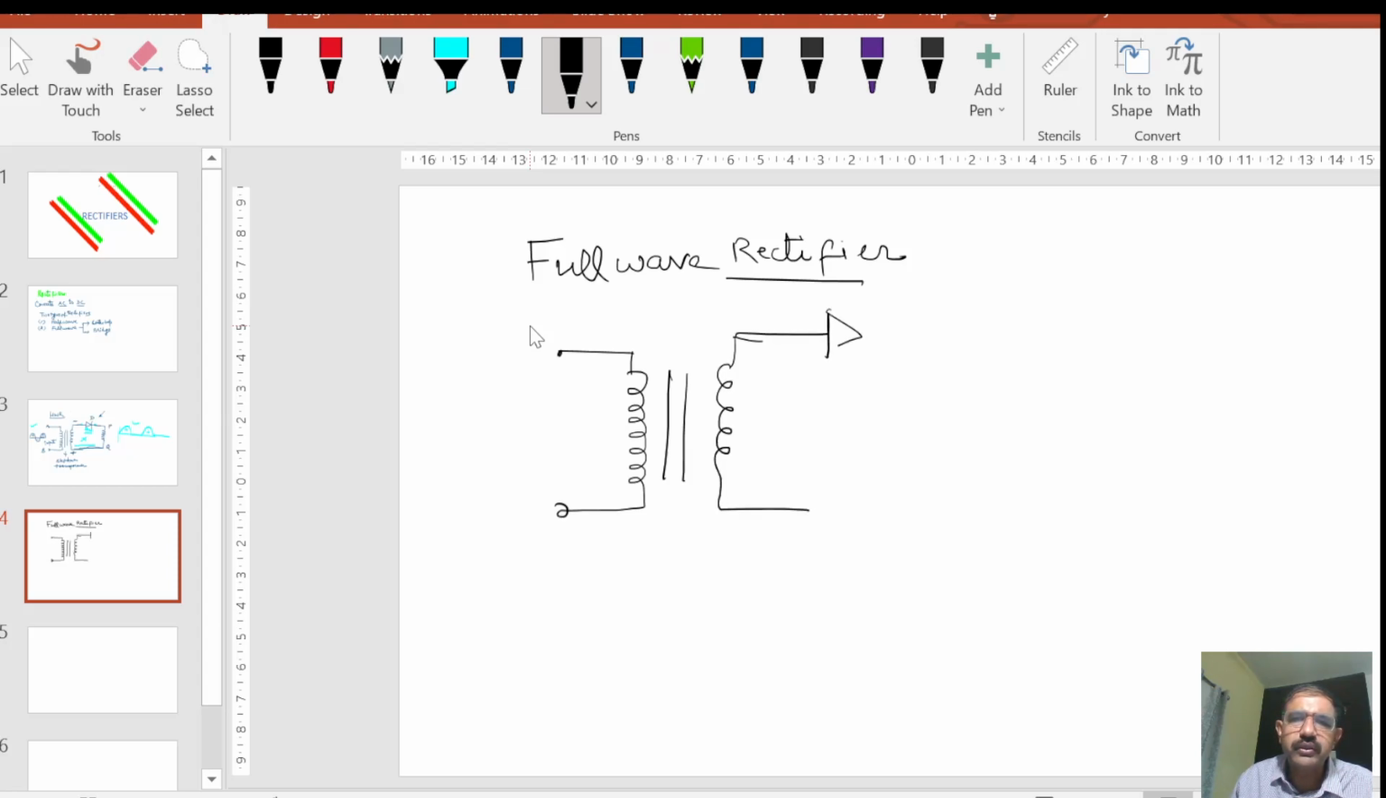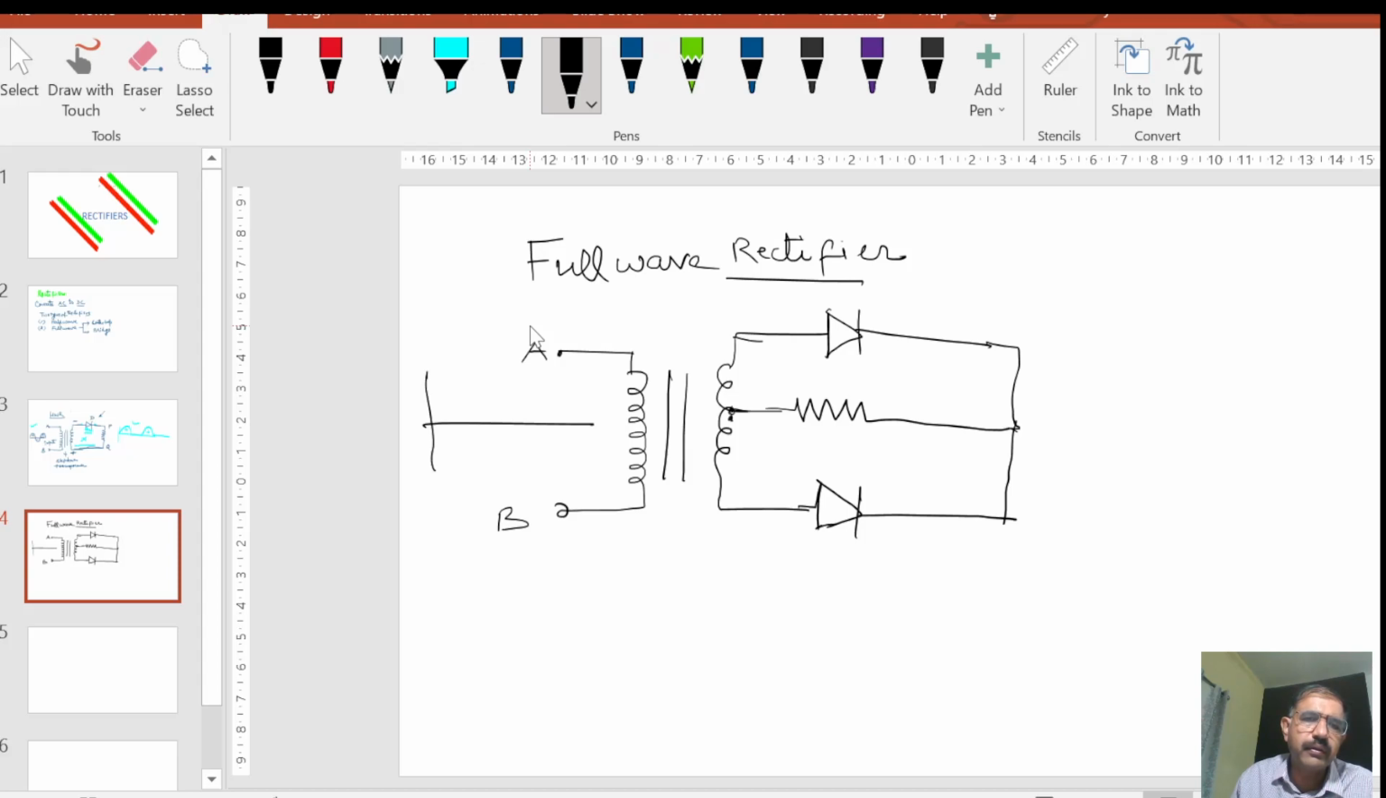Now we use two diodes here in the center tap, and the secondary is centrally tapped. This winding is centrally tapped. Here we connect the resistance. Across these two terminals we apply the input, our AC input. This is the positive cycle, negative cycle, positive cycle.